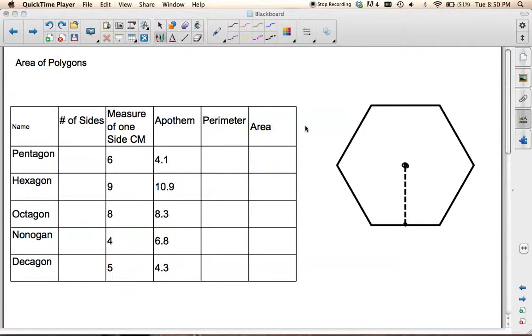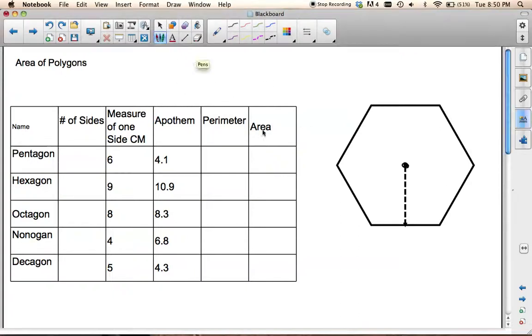Okay guys, so we're going to be talking about how to find the area and perimeter of polygons today. So the first thing that I need you guys to know though is that each regular polygon has something that's called the apothem. This line right here from the origin to one of the sides is called the apothem. What the apothem is, it basically is the height of the triangles that make up a regular polygon.